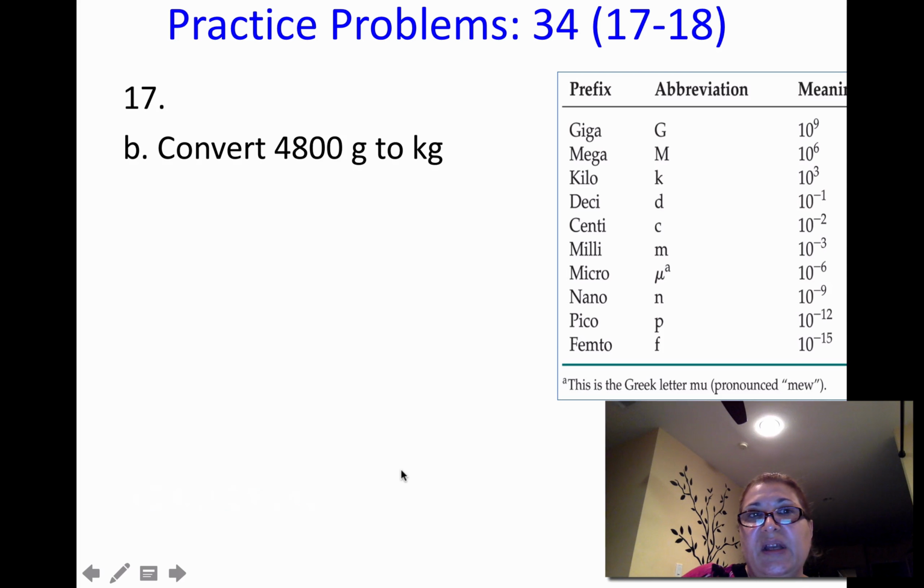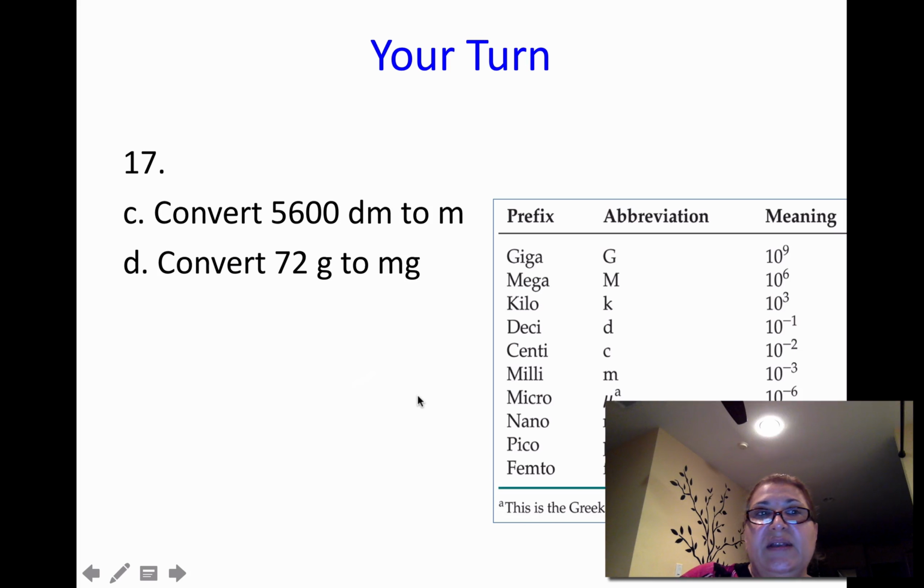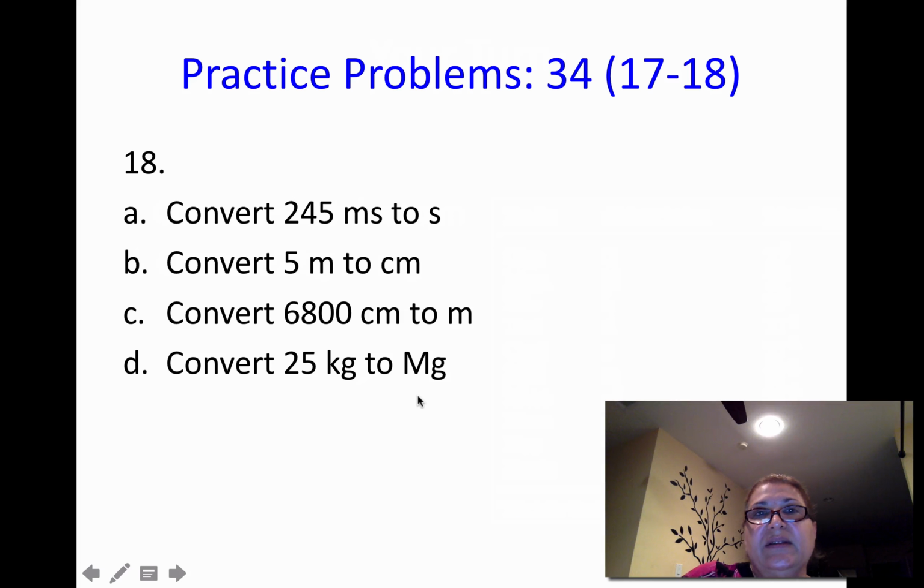Convert 4,800 grams to kilograms. There is 1,000 grams per kilogram. We start with what's given, 4,800, divide by 1,000. So grams will cancel out and we end up with kilograms. Divide 4,800 by 1,000, you get 4.8 kilograms. C and D were for homework.